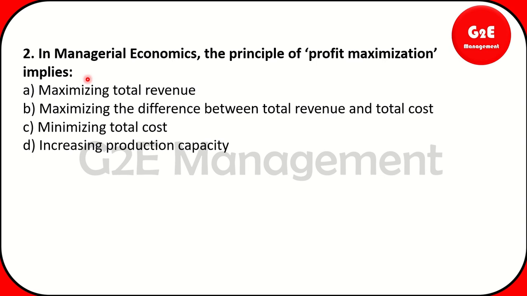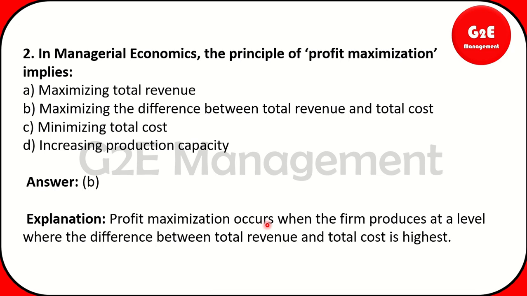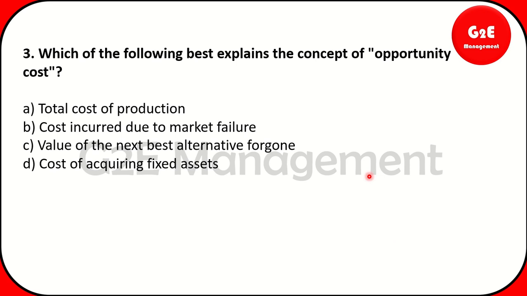Business decisions are what they are taking, so profit maximization is very important for the business, right? The options given: maximizing total revenue, maximizing the difference between total revenue and total cost, minimizing total cost, increasing production capacity. While reading itself, you could know the answer: maximizing the difference between total revenue and total cost. Why? Profit maximization occurs when a firm produces at a level where the difference between total revenue and total cost is greatest. It means maximizing total revenue and reducing total cost, so the difference between these two will be the highest.